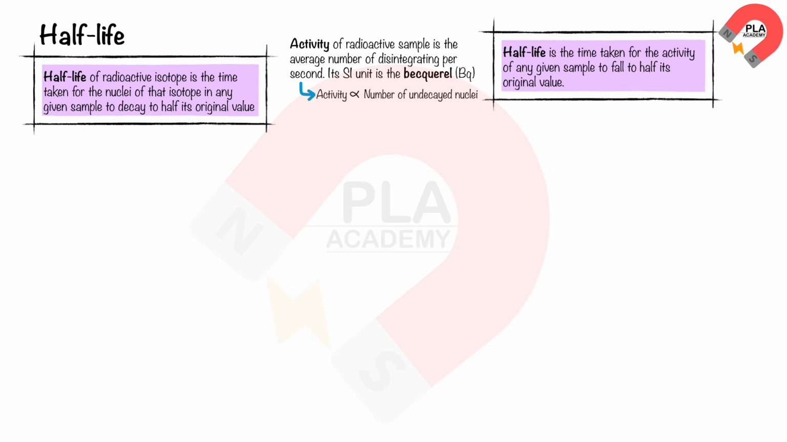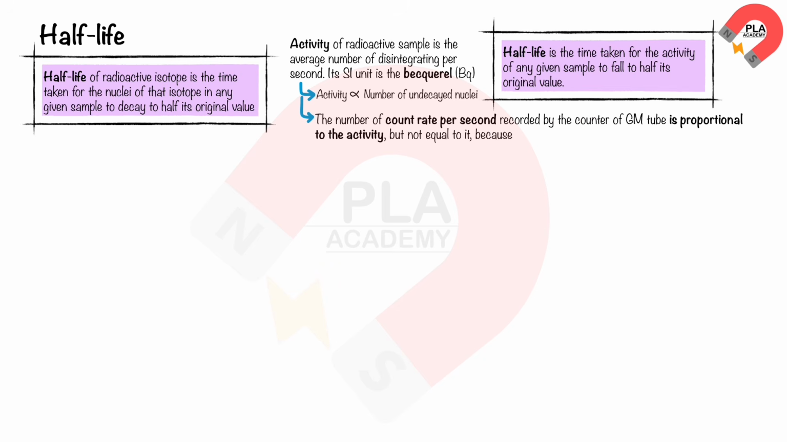A GM tube is used to detect the nuclear radiation emitted by the sample of iodine-131, and then the background radiation is subtracted. The count rate per second recorded by the counter is proportional to the activity, but not equal to it, because not all of the emitted radiation is detected.